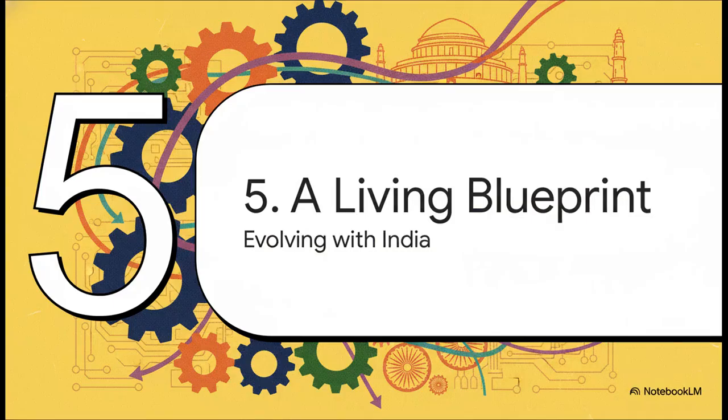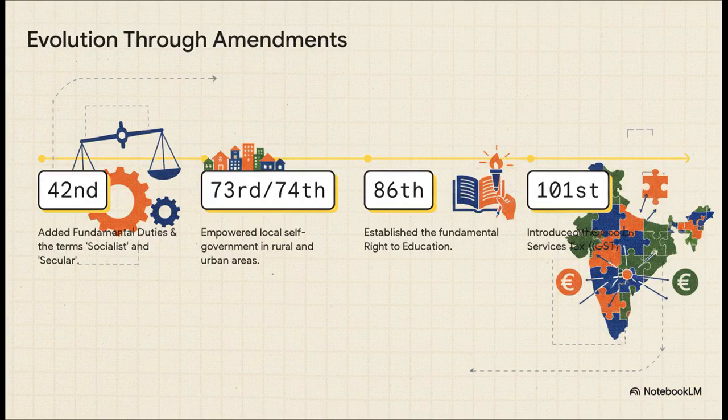And that brings us to our final and maybe most important point. The Constitution is not some historical relic gathering dust on a shelf. It's a living blueprint, one that is constantly being updated to meet the needs of a changing India. And you can see that evolution right here in real time. As India's needs shifted, the blueprint was updated. The 42nd Amendment added those core socialist and secular ideas to the preamble itself. Later amendments pushed power down to local villages. The 86th made education a fundamental right, and more recently, the 101st completely modernized the tax system. The blueprint is always being revised for a new era.